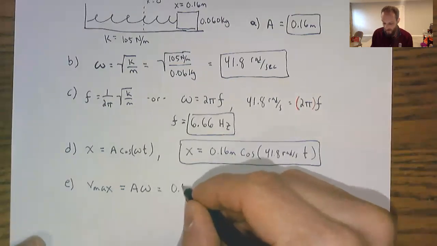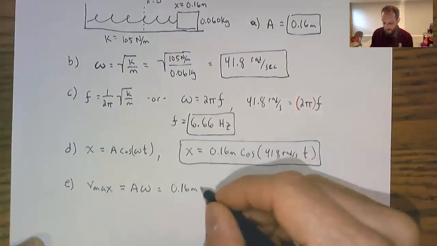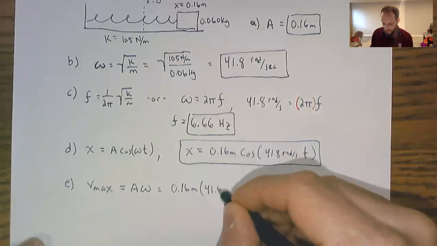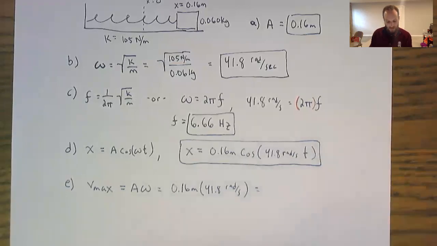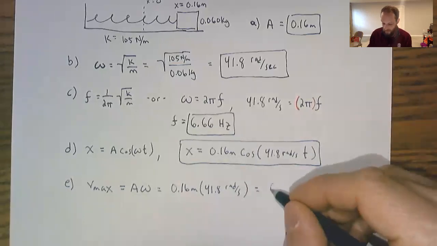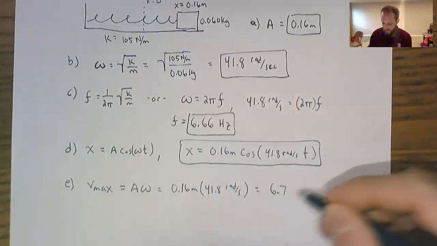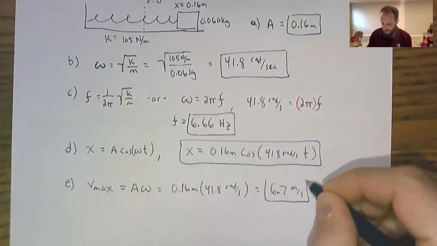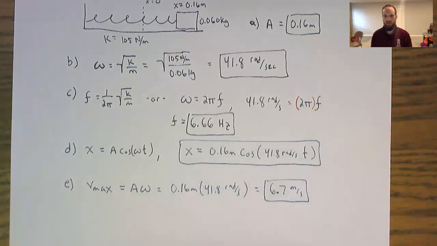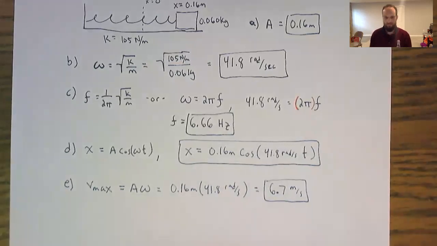So if I put 0.16 meters, my amplitude, times 41.8 radians per second, omega, my calculator says 6.7. 6.7 meters per second. That's my maximum speed, the fastest this thing's going to go. It's kind of a nifty, quick way of finding maximum speed.